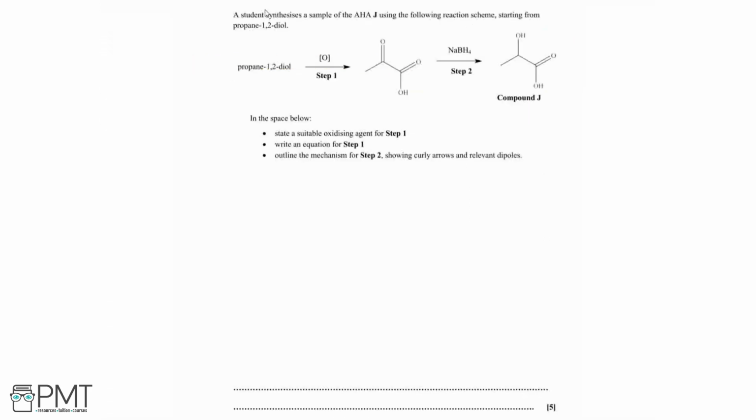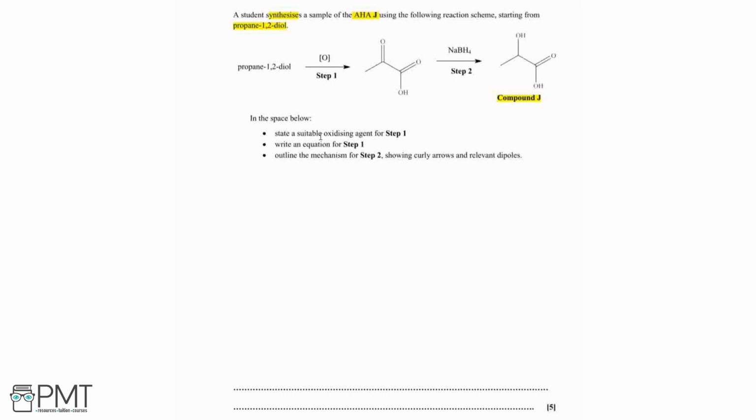A student synthesizes a sample of the alpha hydroxy amino acid J, shown below, using this reaction scheme, and we're starting from propane 1,2-diol. So in this reaction scheme, we've got 2 different steps to go all the way from propane 1,2-diol to our alpha hydroxy amino acid J.